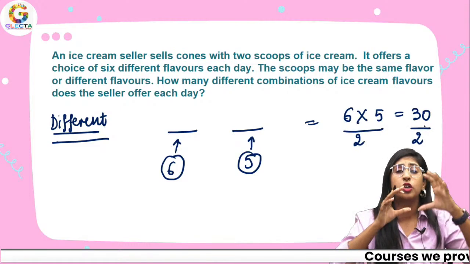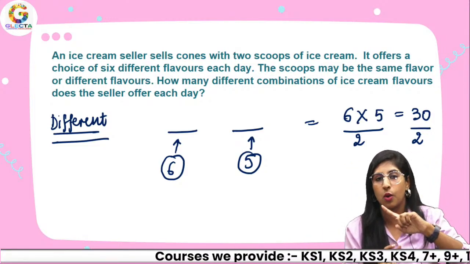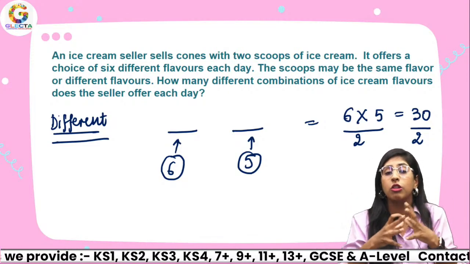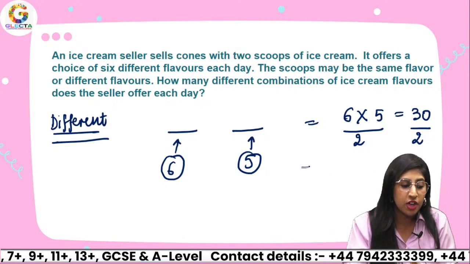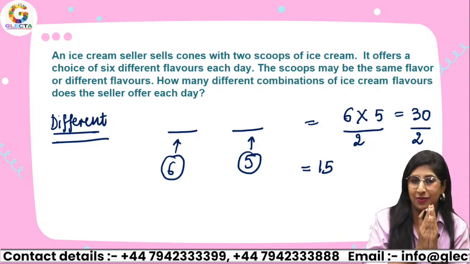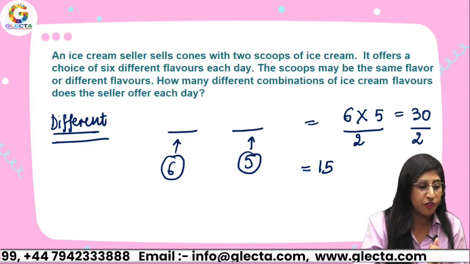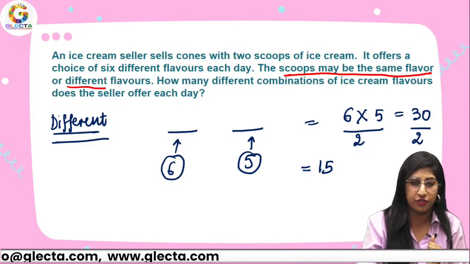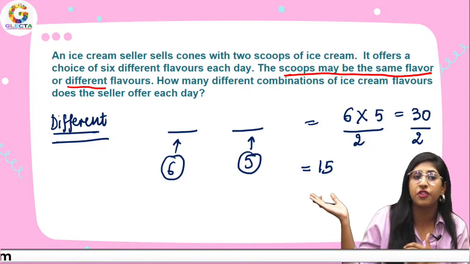Don't try to figure out the combinations that are possible. Try to understand the concept with this one question so that you can use this concept for all the possible questions of combinations. So now we have 15 different ice cream flavors. Also, my question emphasizes the fact that the scoops can be of the same flavors or different flavors. I have calculated for different, and the answer is coming out to be 15.